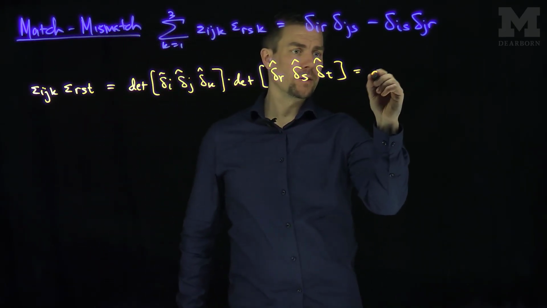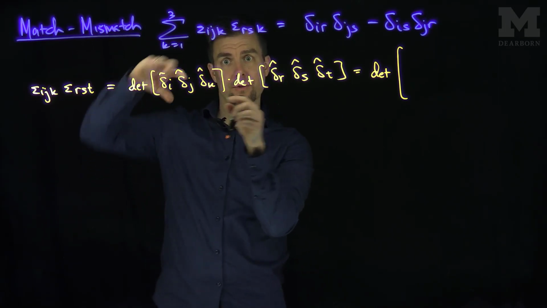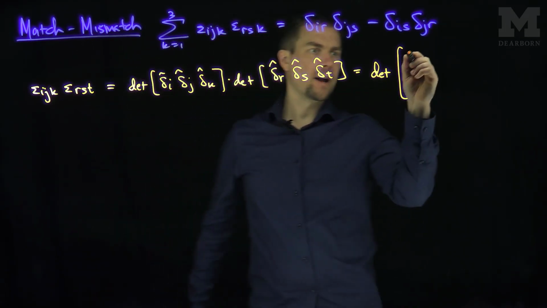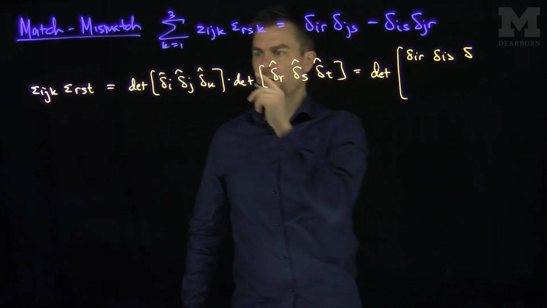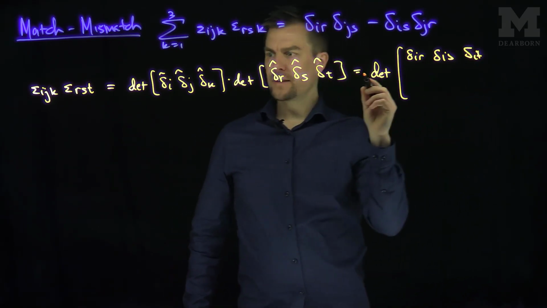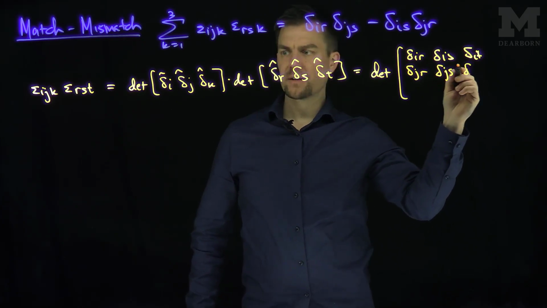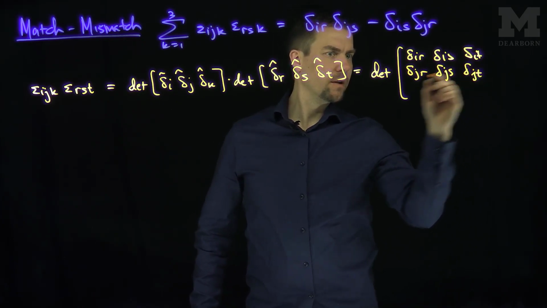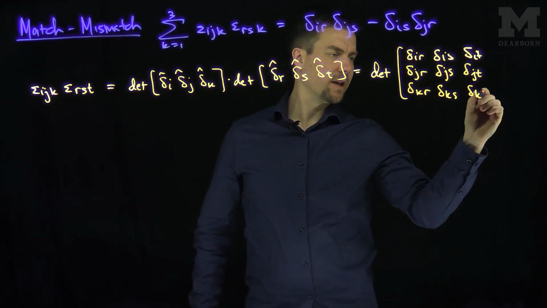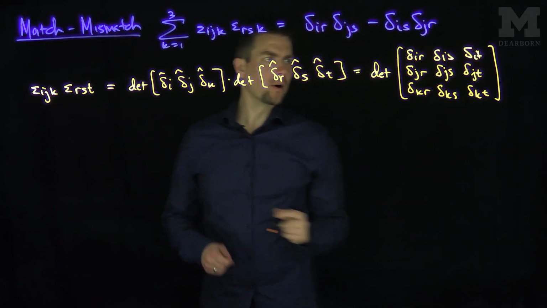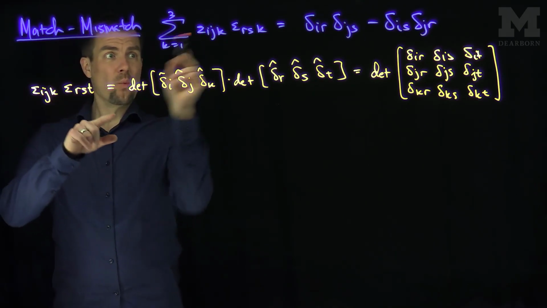And so what we're going to get is a determinant of a matrix. If I multiply these matrices together, choosing one to be the rows and one to be the columns, I'll get a delta IR, a delta IS, a delta IT, a delta JR, a delta JS, a delta JT, and a delta KR, a delta KS, and a delta KT. Now what I'm going to do is the match-mismatch identity. I'm going to sum up when I replace the t's with a k.